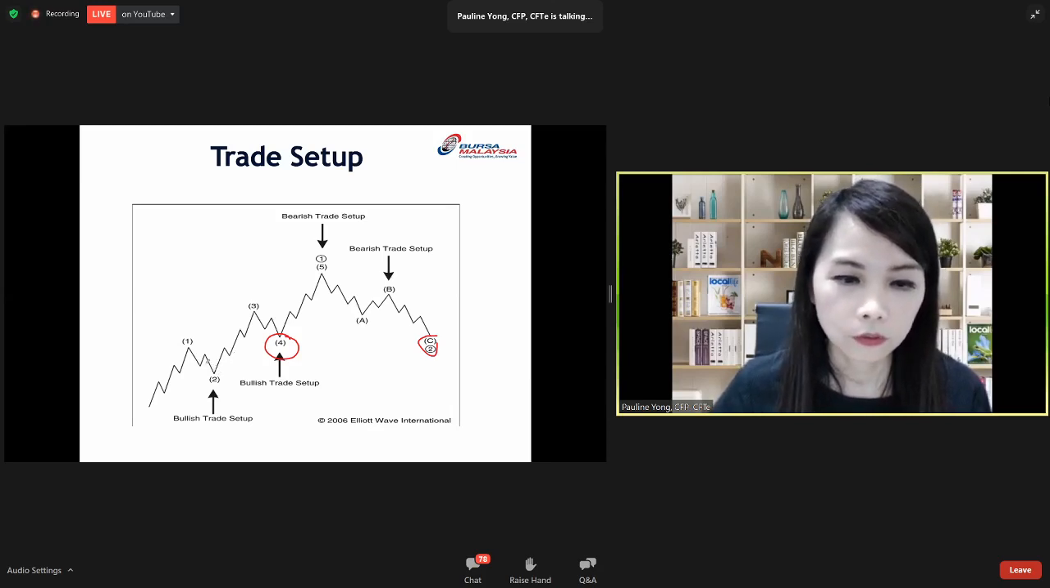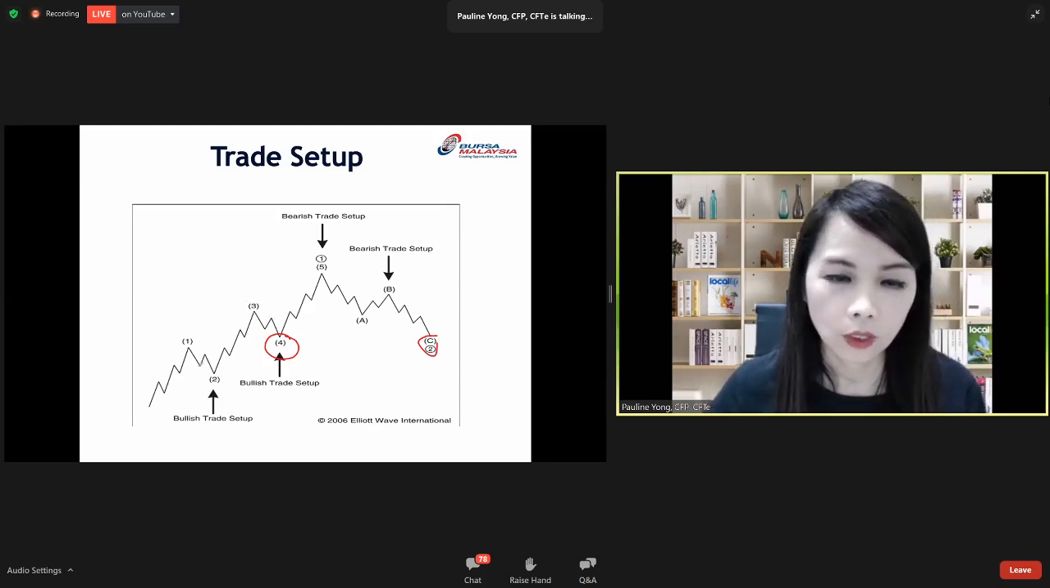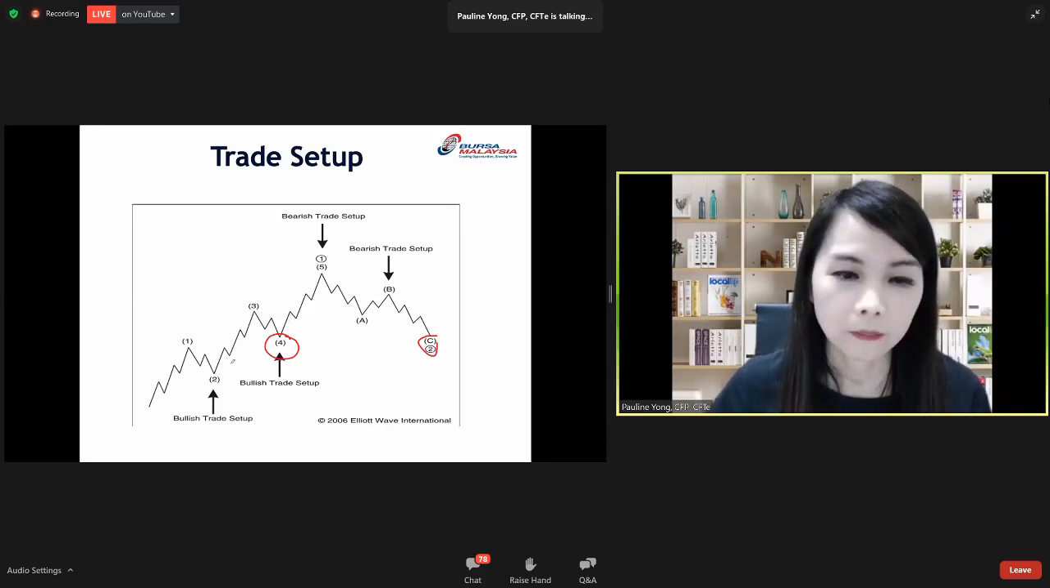It could be wave number 2 or it could be wave number 4. If you do not know whether it's wave 2 or wave 4, it's fine. At least you know that it is a correction. If you know that it is a correction, you just need to draw a trend line, and then you know that there's a breakout. With the breakout, maybe you want to wait until this top here. You want to see that it has actually passed this previous swing high, then only you can enter.